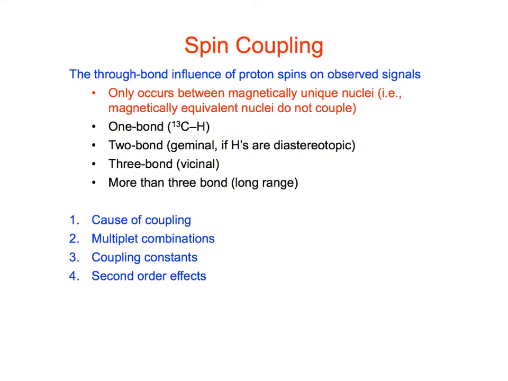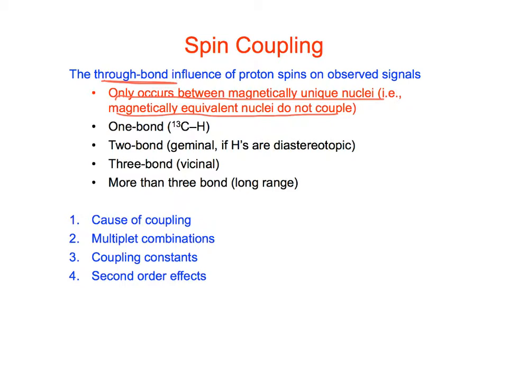One of the most important things about splitting is to remember that this is a through bond process, and it only occurs between magnetically unique nuclei. If two nuclei are equivalent to each other, then they will not couple with each other. We'll see different coupling through different numbers of bonds.